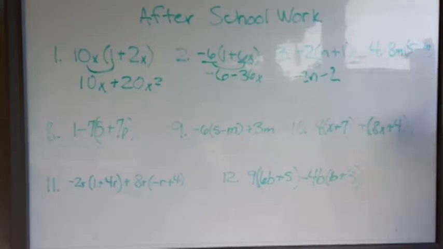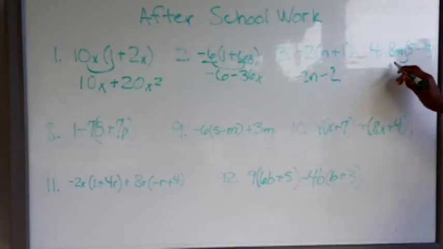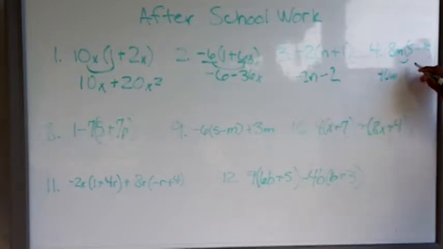And here we have 8m times 5 minus m. So 8m times 5, 8 times 5 is going to be 40, and then our m. And then 8m times negative m, so that's like a negative 1. So 8 times negative 1, that's going to be negative 8m squared. M times m is m squared.